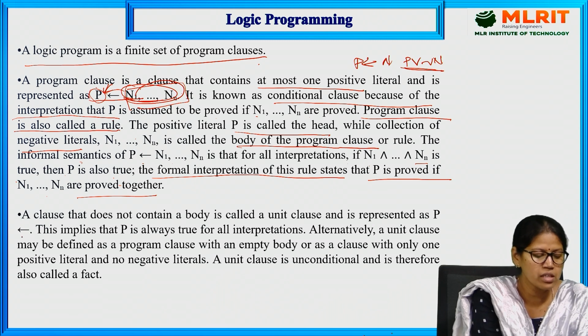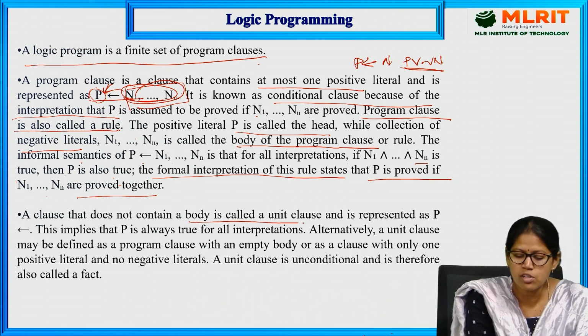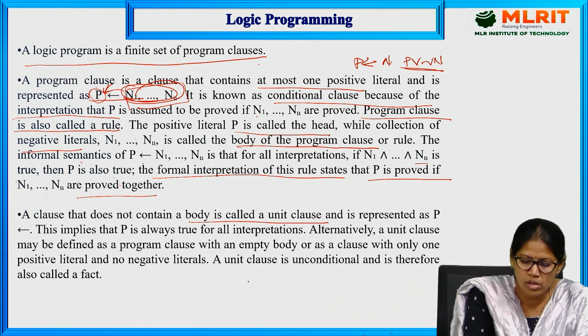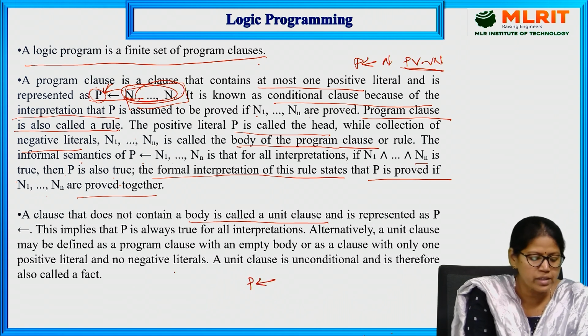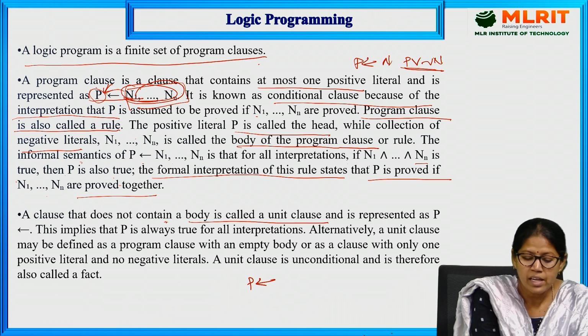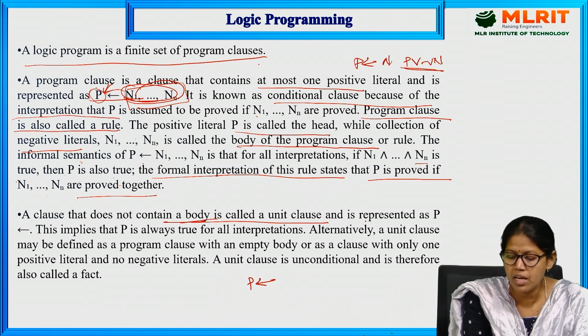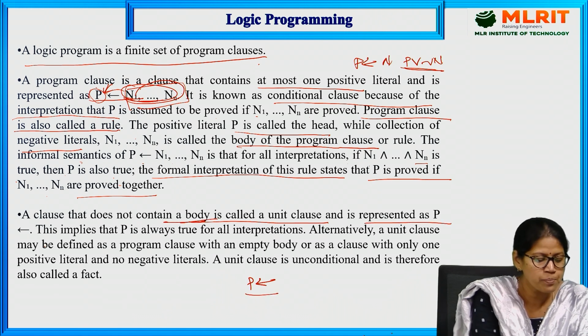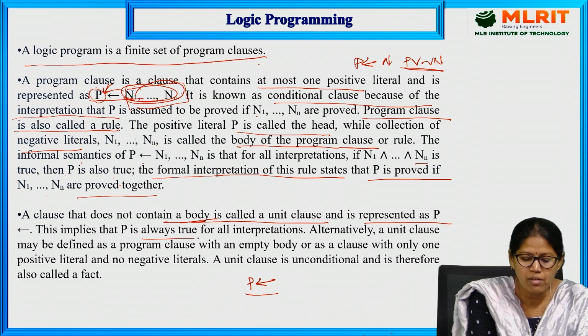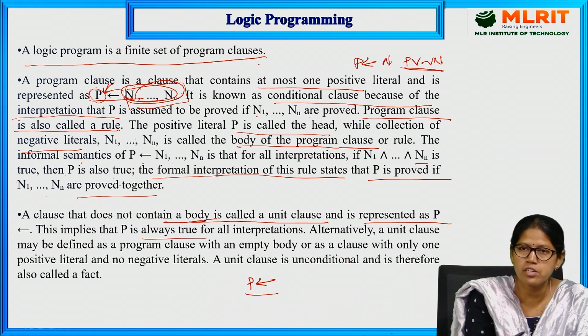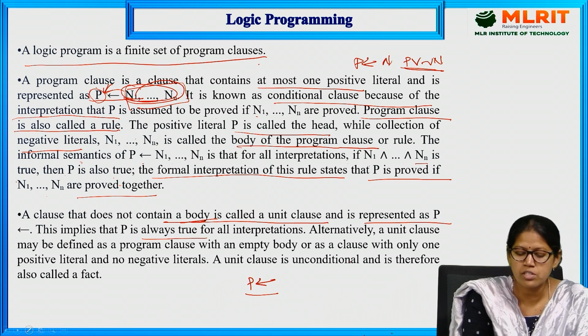Next, the second terminology: a clause that does not contain a body is called a unit clause. So in this case, it contains only P implied. A clause that does not contain a body is called the unit clause and is represented like this. This implies that P is always true for all interpretations. There are no negative literals, so P is always true.